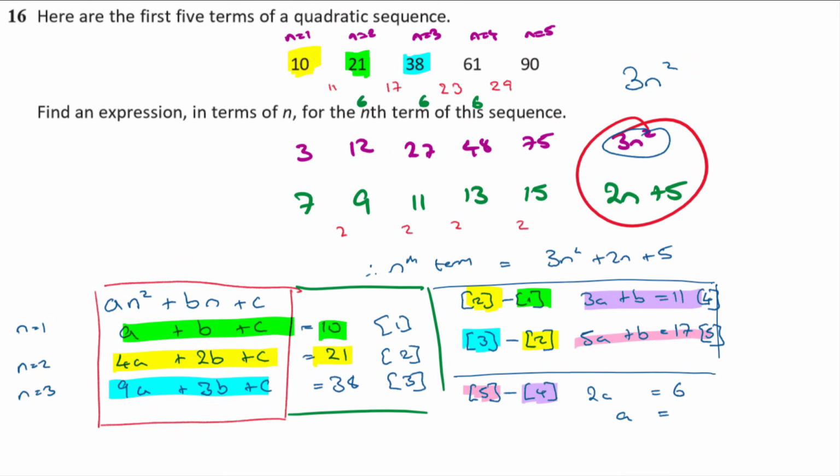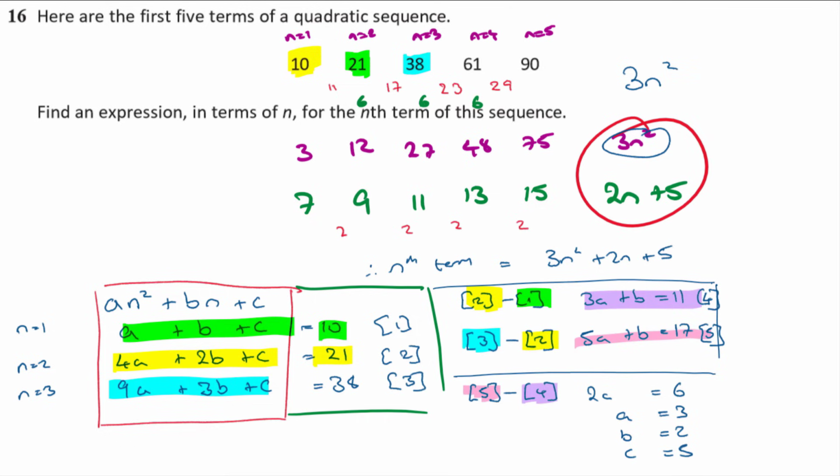So a is 3. Once I know a, I can then sub it back into either 4 or 5 here. So 3a plus b is equal to 11. So 3 lots of 3 is 9. 9 plus what is 11? That tells me b is 2. Okay, and once I know b, then I can sub those back into the first equation. a plus b plus c is 10. So a plus b is 5, and then what do I have to add on to get 10? It must be 5, so c is 5. Okay, so they're my solutions. a is 3, b is 2, and c is 5.